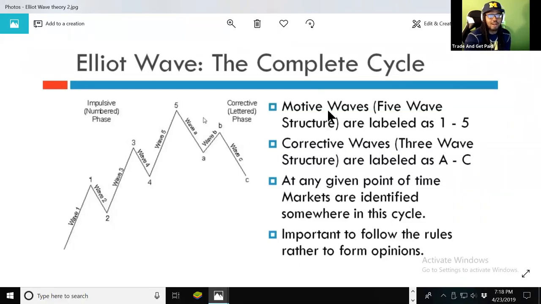So basically just saying that motive waves, 5-wave structure are labeled as 1, 2, 3, 4, 5, AKA our impulsive waves. Our corrective waves, our wave structures that are ABC, right? The corrective waves just give us that pullback that we're looking for at any given point of time. Markets are identified somewhere within this cycle. This is where I say the higher the time frame, the easier it is to spot this kind of stuff. If you're looking on like a lower time frame, you're going to have a very difficult time.